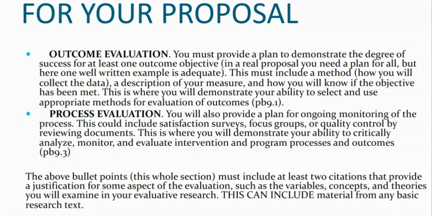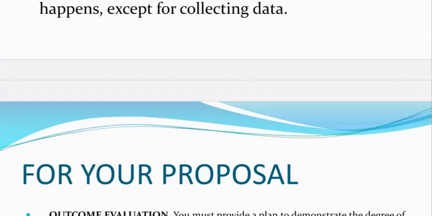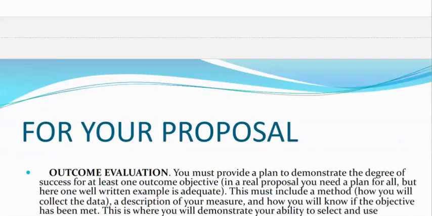The above bullet points must include at least 2 citations that provide a justification for some aspect of the evaluation, such as the variables, concepts, and theories you will examine in your evaluative research. This can include material from any basic research text.